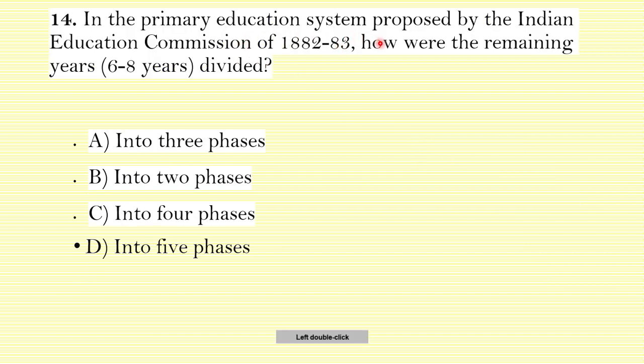Next question, the 14th. In the primary education system proposed by the Indian Education Commission of 1882-83, how were the remaining years, 6 to 8 years, divided? So what is the question here? In the primary education system of 1882-83, they divided the 6 to 8 years of the education system into a few phases. How many phases did they divide it into?